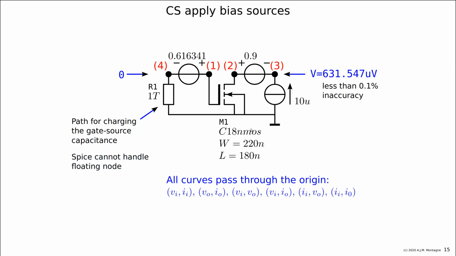So basically, this is the biased source as we have discussed it before, and all curves now pass through the origin. Here VIII is the input characteristic, the input voltage-current characteristic. VOIO is the output characteristic, voltage to current. VIVO is the voltage transfer from voltage input to open circuit voltage at the output. This is the transadmittance from input voltage to short circuit output current. This is the transimpedance from input current to open output voltage, and the current gain from input current to output current.